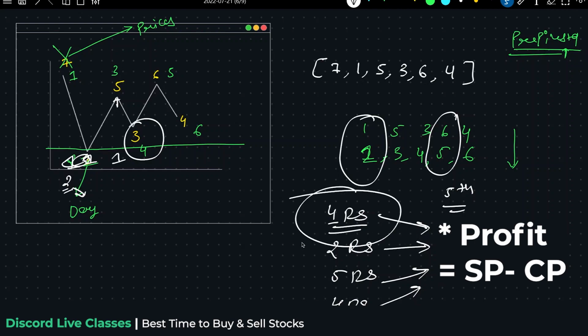That is nothing but, sorry, this is not the maximum. This is the maximum. We will be charging this 5 rupees, which is nothing but on the sixth day.